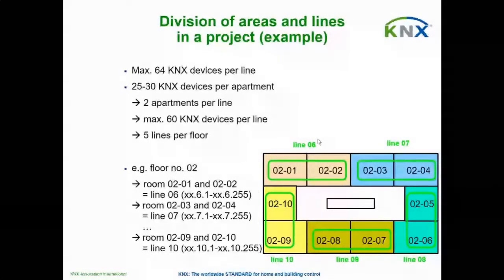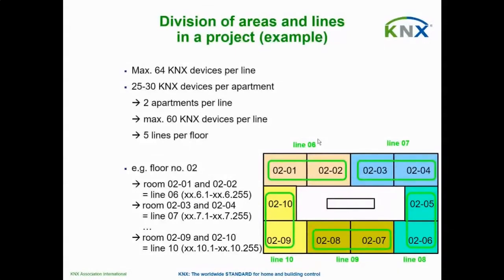So we go up to the next floor. We have lines 6, 7, 8, 9, and 10. Then we go to the next floor with 11, 12, 13, 14, 15. So now we know that there's 15 lines in an area. So we can make the first 3 floors one area. It's important to remember 15, 15, 15, 255.